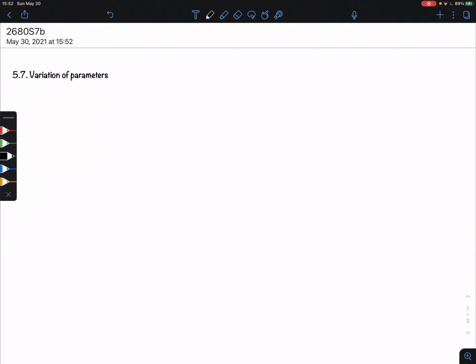Variation of parameters. That sounds very familiar. We have done this several times, so why even devote a new section to it? Because it's, again, a different way we're going to do this, and it's a little bit more messy. So what is the situation? Again, we are still dealing with these linear second order equations. They look like this, right?